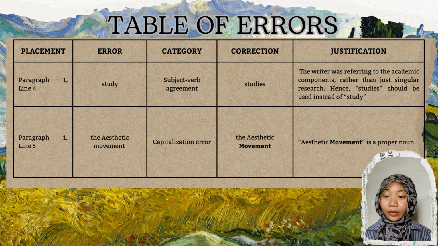And then we're moving on to the fourth one, which is "the aesthetic movement." The category is capitalization error. The correction made here is "the Aesthetic Movement." I capitalized the word "Aesthetic" in the movement. So this is because there exists the word "the." It was added, and also it should be "Aesthetic Movement" with capital M because it is a proper noun. The sentence is describing a proper noun. So now we're moving on to the next slide.